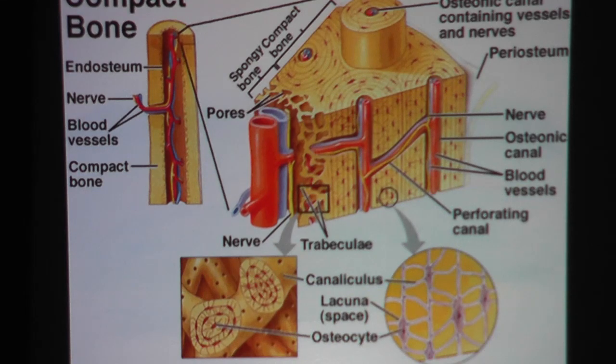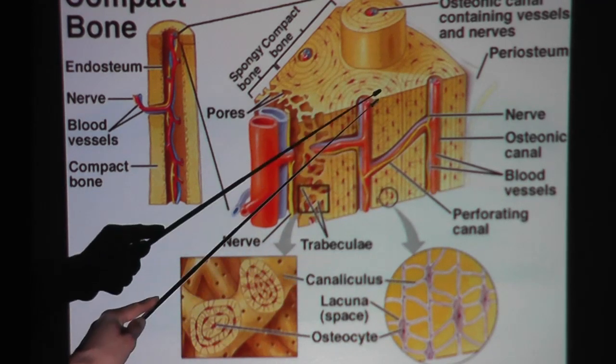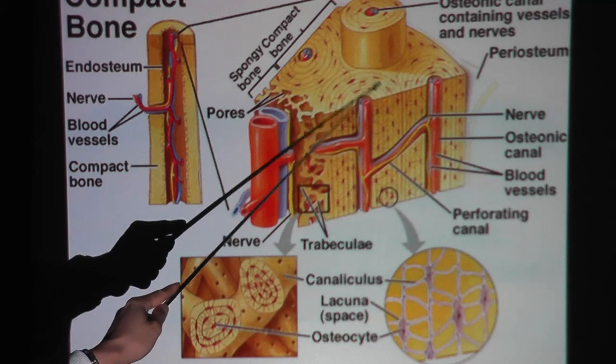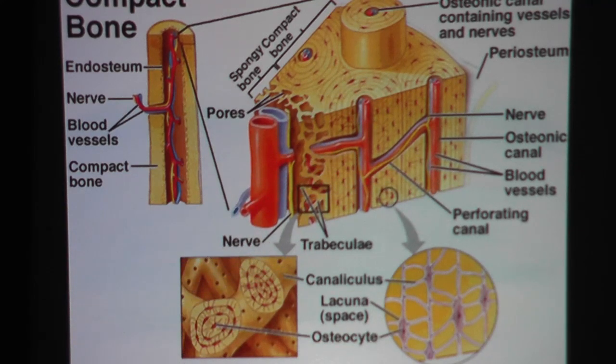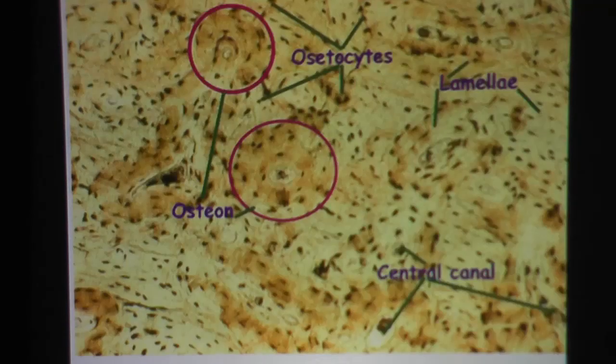Okay, lamella. Now, if you look down here, you see these little dark ovals. Those would be lacuna, and inside the lacuna would be the osteocyte, that is the name of the bone cell. Remember, osteo for bone, cyte for cell. So the cell in the bone is an osteocyte. And just like the chondrocyte in cartilage, osteocytes also live in a space called lacuna.